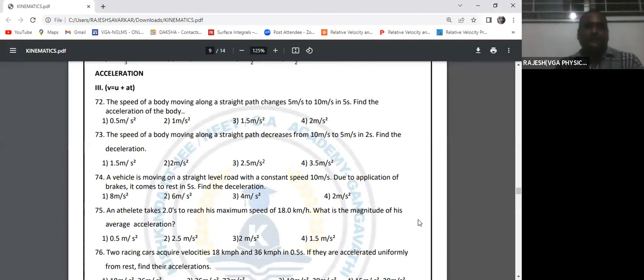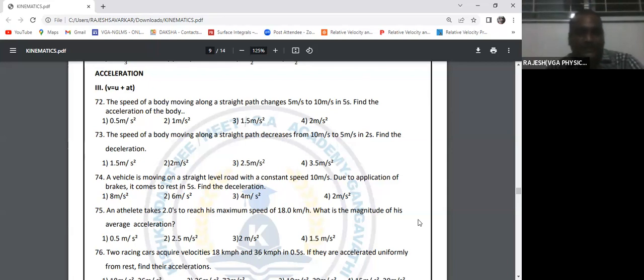The speed of a body moving along a straight path changes from 5 meter per second to 10 meter per second in 5 seconds. Find the acceleration of the body. So final velocity is 10 meter per second. Initial velocity is 5 meter per second. Change in velocity is 10 minus 5, 5 in 5 seconds. So 5 by 5, 1 meter per second square. Right, acceleration is v minus u by t.